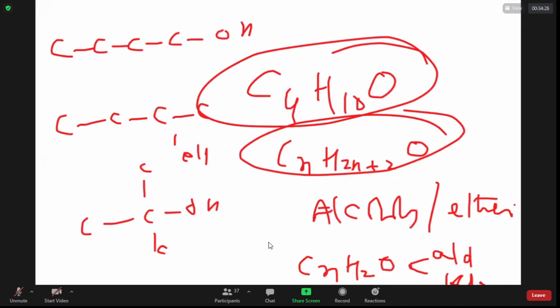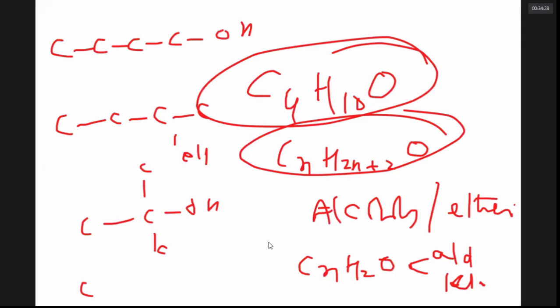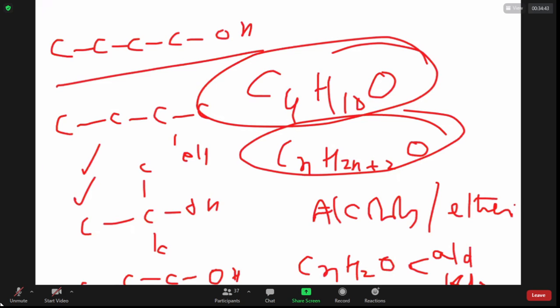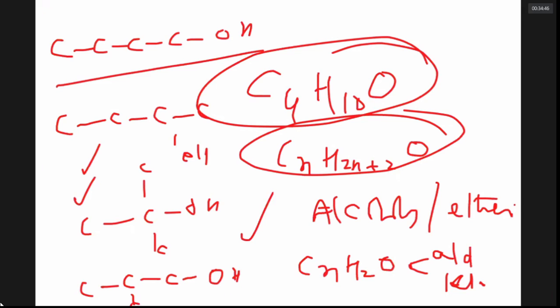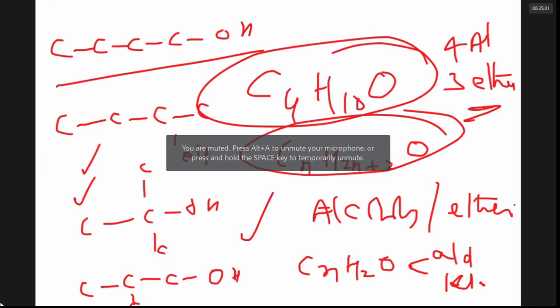It can be like 2-methyl-1-propanol. Can you see the variants? 1-butanol, 2-butanol, 2-methyl-2-propanol, then 2-methyl-1-propanol. There are 4 alcohols. There are also 3 possible ethers for a compound of formula C4H10O. Total 7, only structural isomers.